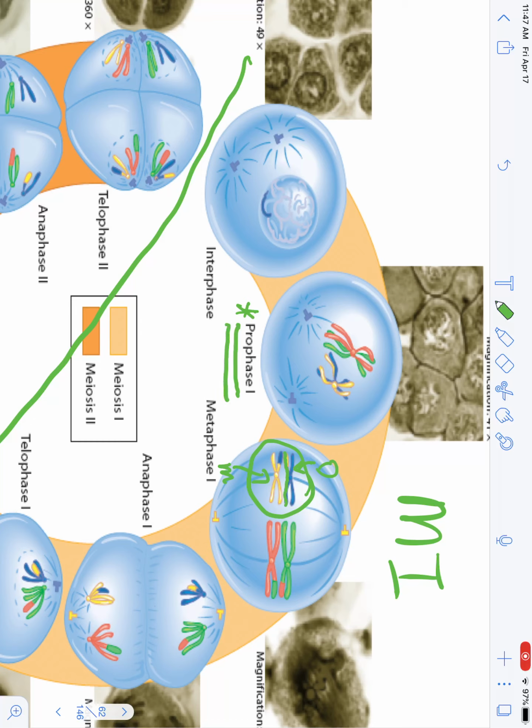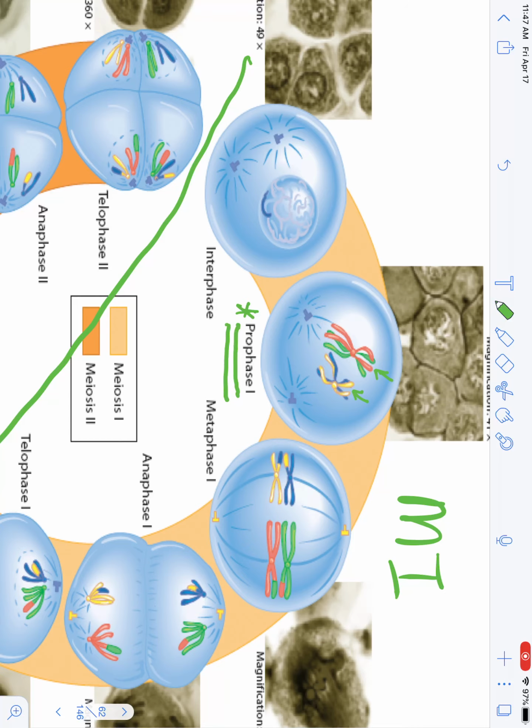So that's kind of a cool thing that happens only in prophase 1, that we have the homologous pairs coming close. It's called synapsis when they come close, and crossing over when they twist around and swap some identical genes.